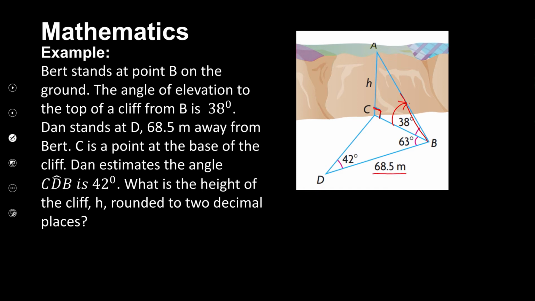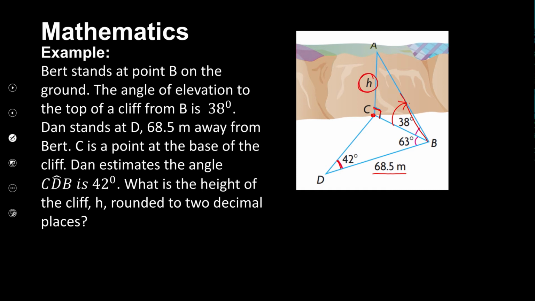C is at a point at the base of the cliff. So because C is at a point at the base of the cliff, we can join those lines. And Dan estimates that the angle CDB is 42 degrees. So this angle between the cliff and B is 42 degrees. He wants to know what is the height of the cliff H, rounded to 2 decimal places. So we need to find this.